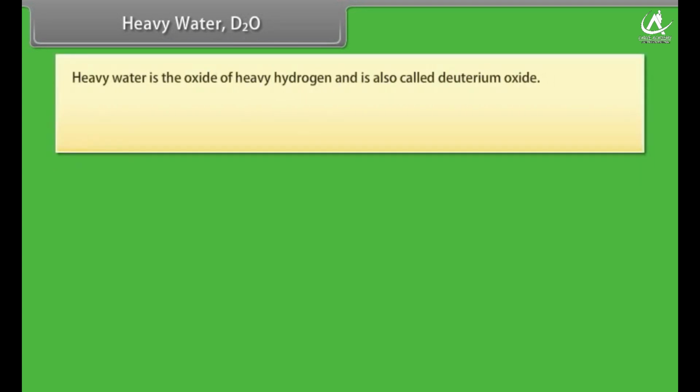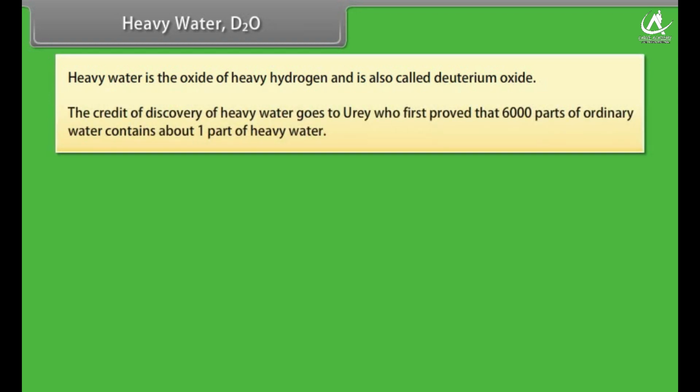Heavy water, D2O. Heavy water is the oxide of heavy hydrogen and is also called deuterium oxide. The credit of discovery of heavy water goes to Urey, who first proved that 6,000 parts of ordinary water contains about 1 part of heavy water.